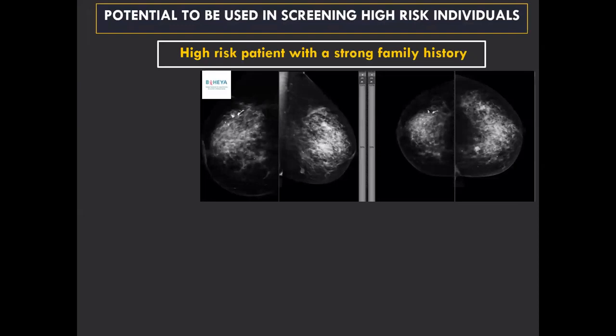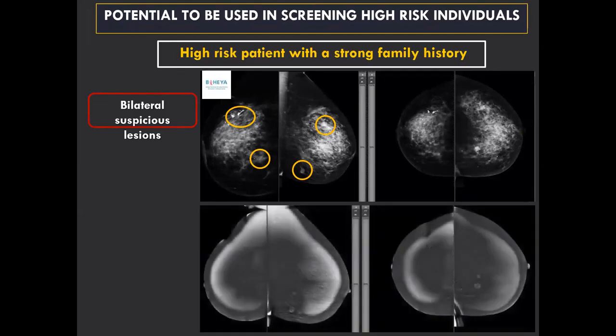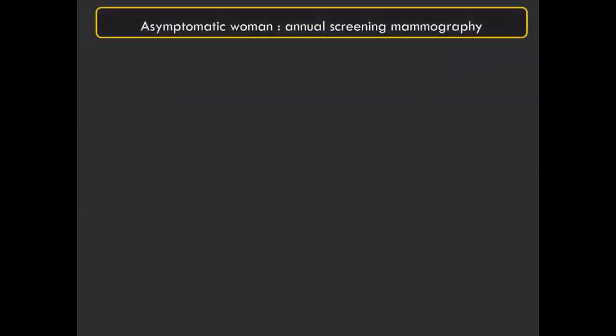This is a good example of a high-risk patient with a very strong family history of breast cancer, and this is how usually the breasts of high-risk individuals appear, where we can pinpoint multiple areas of concern within both breasts. This was her contrast mammogram, and as you see, all the parenchyma was canceled apart from these two tiny lesions seen in the left breast, and this was a multifocal invasive duct carcinoma.